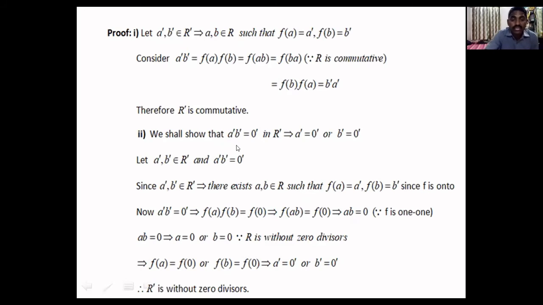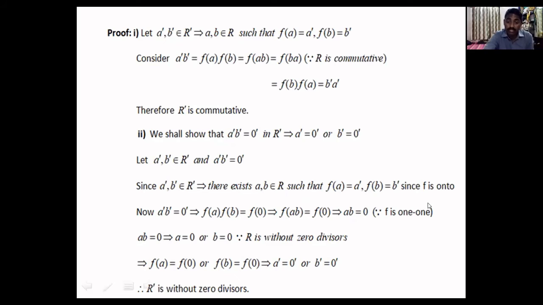Next we shall show that a dash b dash is equal to 0 dash in R dash implies a dash is 0 dash or b dash is 0 dash. Any one of them should be 0. Let us consider two arbitrary elements a dash, b dash in R dash with a dash b dash equal to 0 dash. Since a dash, b dash belong to R dash, there exist a and b in R such that f of a is equal to a dash and f of b is equal to b dash.